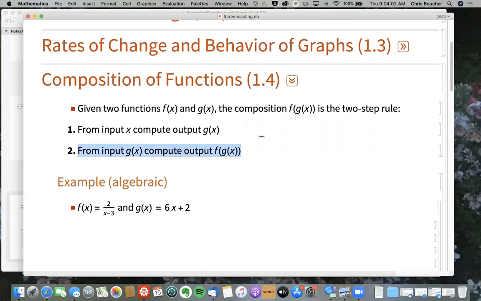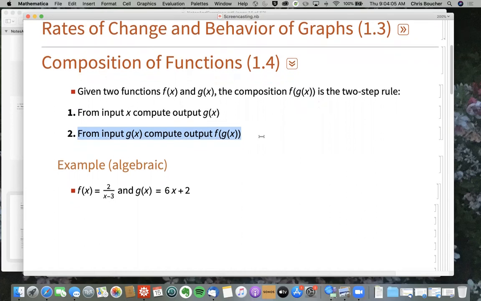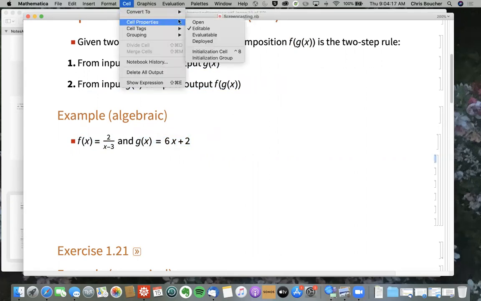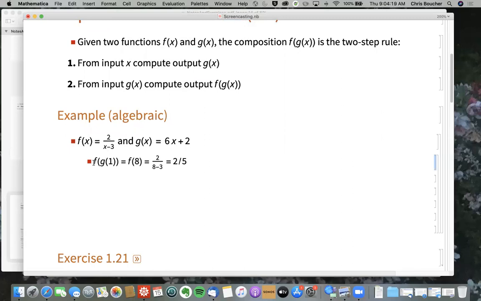So let's look at a number of examples. This is really the only concept in this section, so we can go right to examples. Here are two functions: f of x is 2 over x minus 3, and g of x is 6x plus 2. Let's look at an example of a composition of these two functions, something like f of g of 1. Here I'm trying to apply the composition f of g to the input 1. The key to evaluating compositions and untangling them is we start on the inside. So we start with the g of 1, and that's the first thing we do.